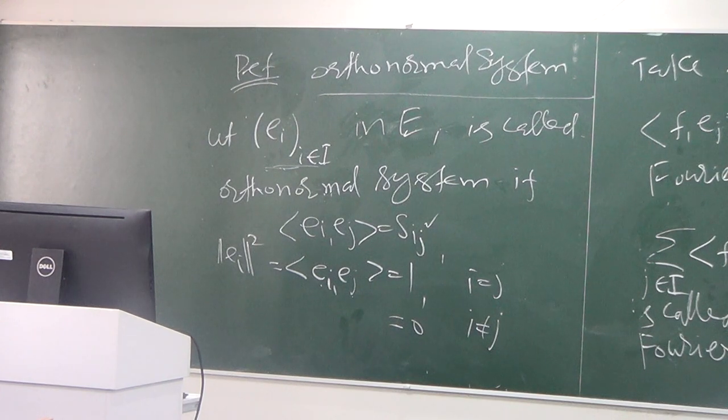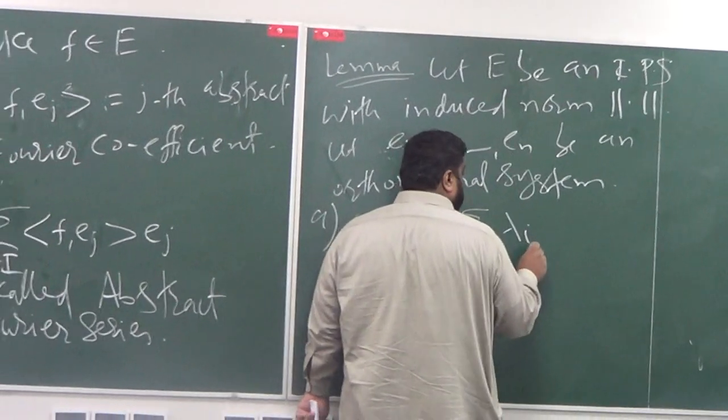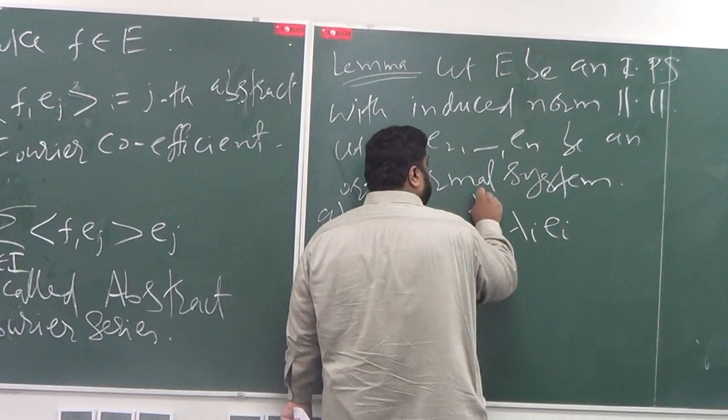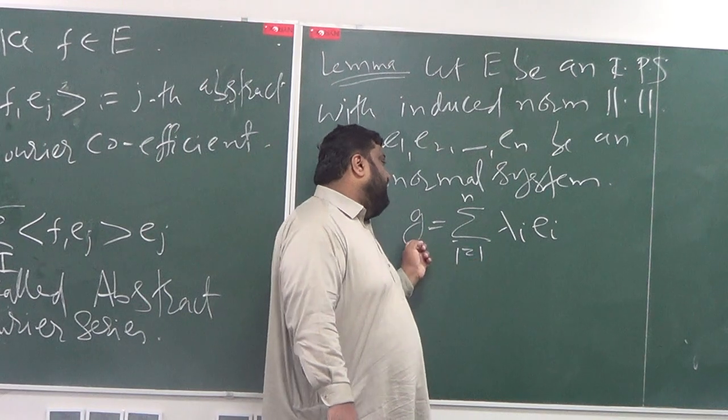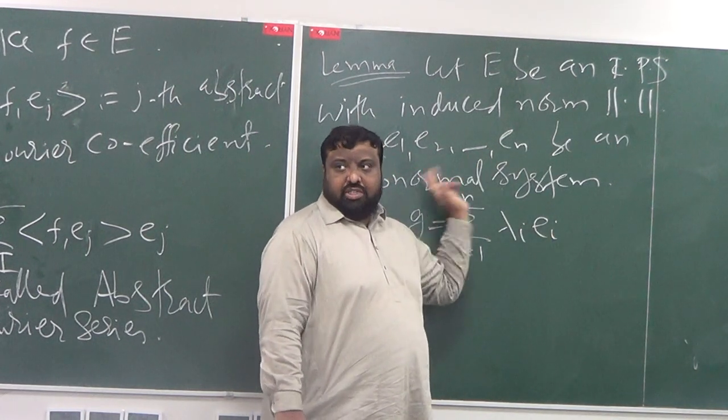Orthonormal system. In other words, it's a set of those vectors which are orthonormal, in other words, they are orthogonal to each other and their norms are one. I would like to prove this. So if I have a G which is a linear combination, the sum of lambda i ei, where i runs from 1 to n, in other words, G is in the span of this orthonormal system. That's what we are saying.